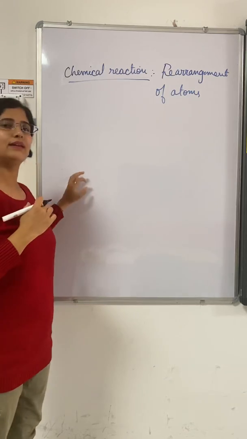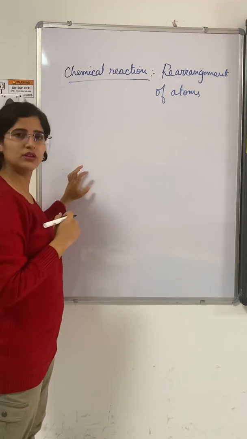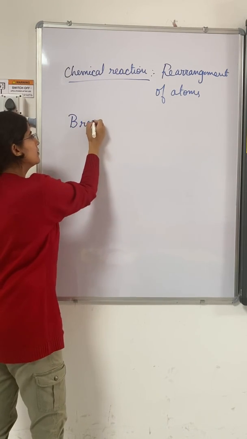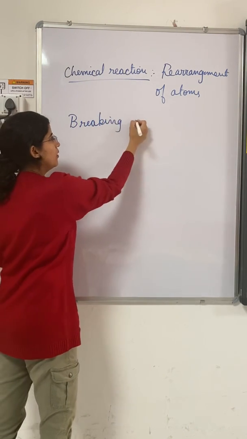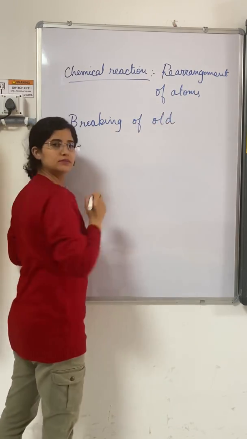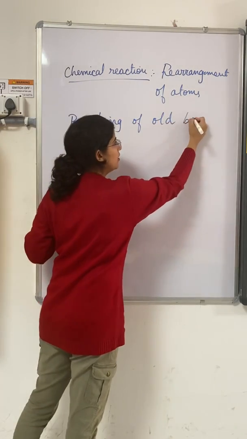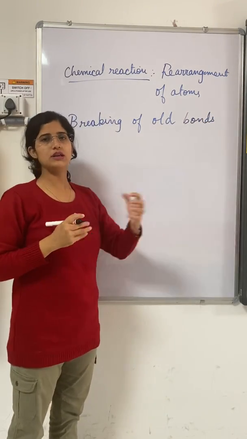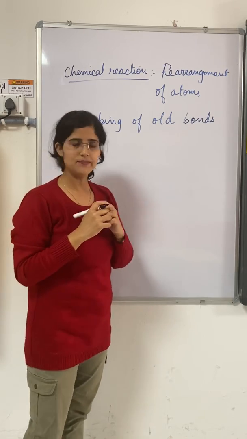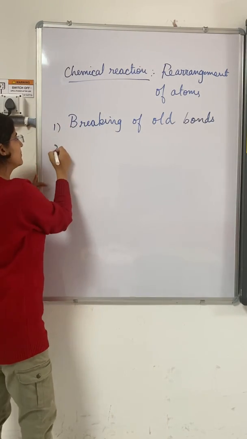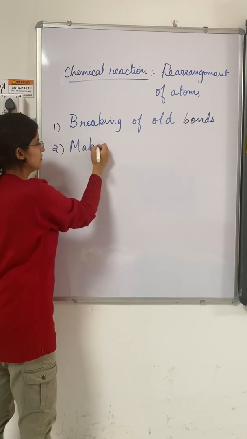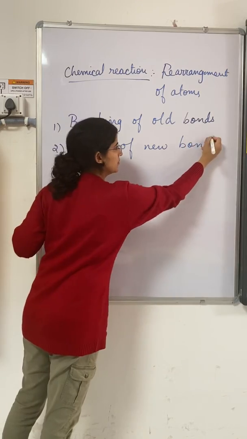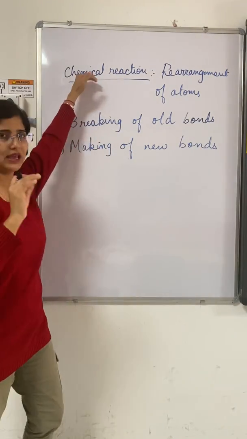In order to rearrange themselves in a chemical reaction, they need two important things. One, breaking of old bonds. Okay, breaking of old bonds. I hope you all know what bonds are. A bond is the force of attraction. And the second thing is making of new bonds.